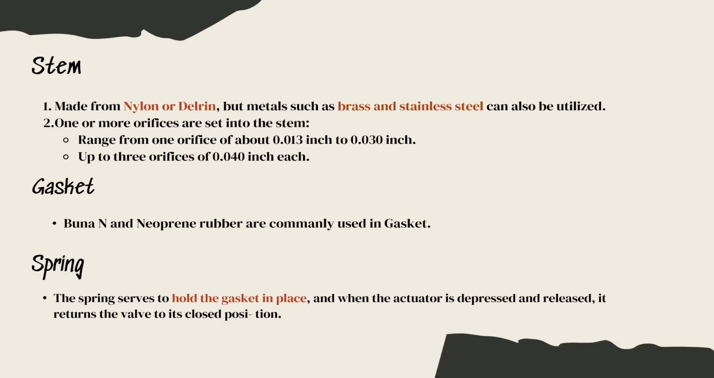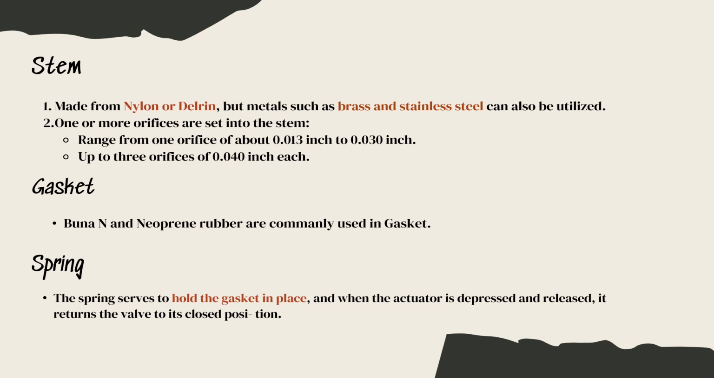व्हाट इज अ स्टेम? स्टेम भी नायलॉन या डर्लिन से बना होता है, लेकिन ये और भी मेटल्स के साथ बन सकता है जैसे कि ब्रास, स्टेनलेस स्टील. और इसमें ऑरिफिस होता है जो कि उसकी रेंज होती है ऑरिफिस की साइज की 0.013 इंच टू 0.030 इंच. एंड इसमें 3 ऑरिफिस तक हो सकते हैं ऑफ 0.040 इंच साइज ईच.